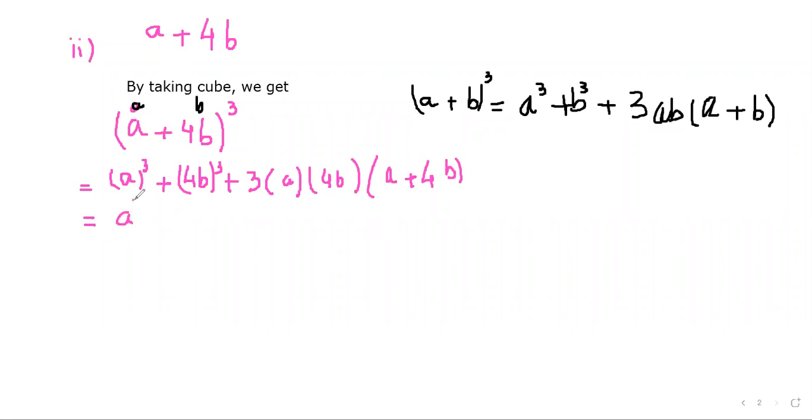Now next step is a cube. 4 4s are 16, 16 4s are 64. 4 multiplied by 4 multiplied by 4. This 4 will be multiplied by itself, 3 times. Then b cube, 3 4s are 12, plus 12ab.